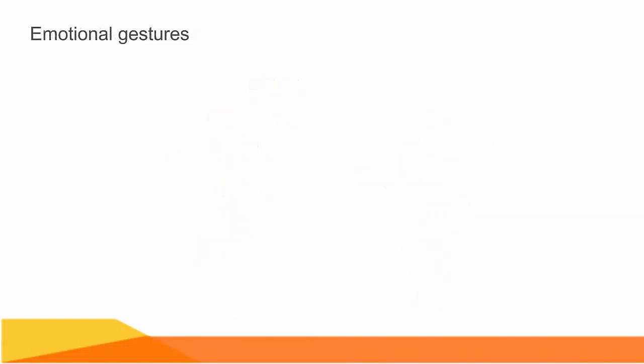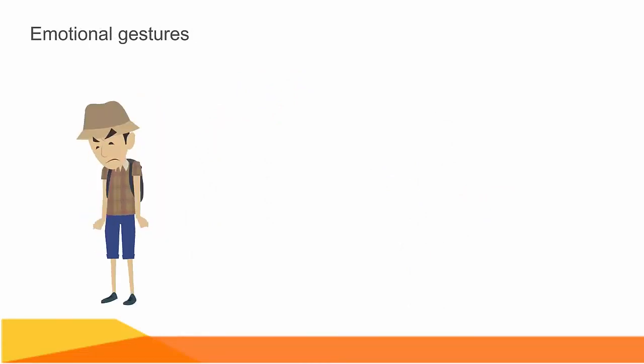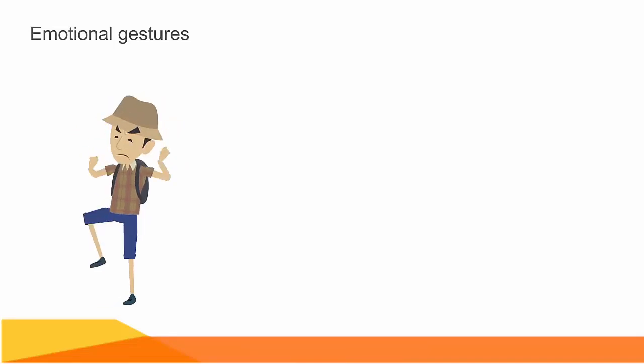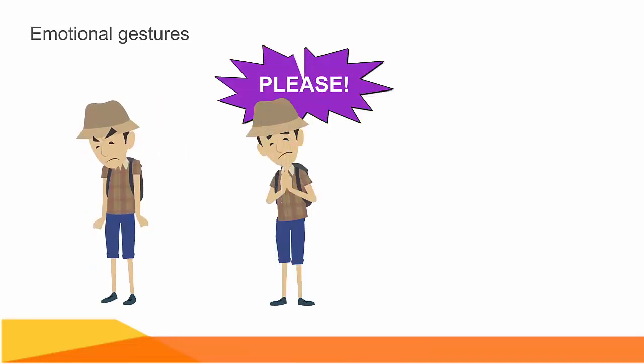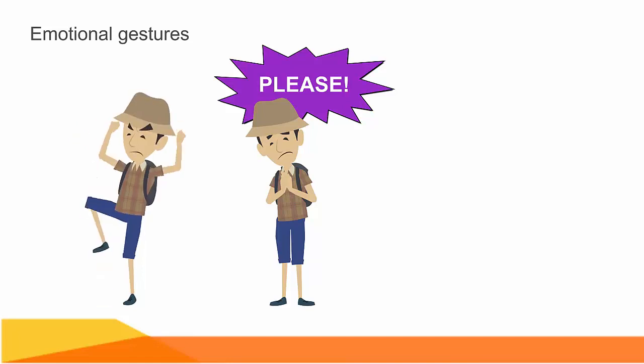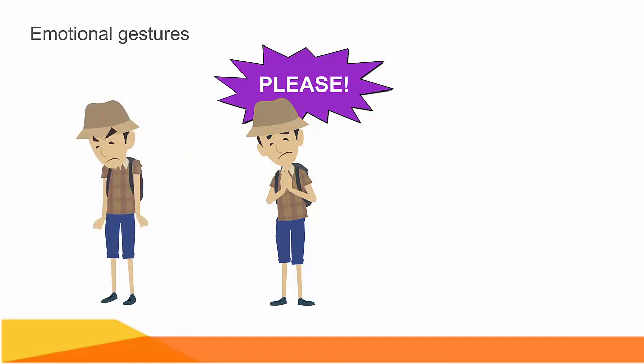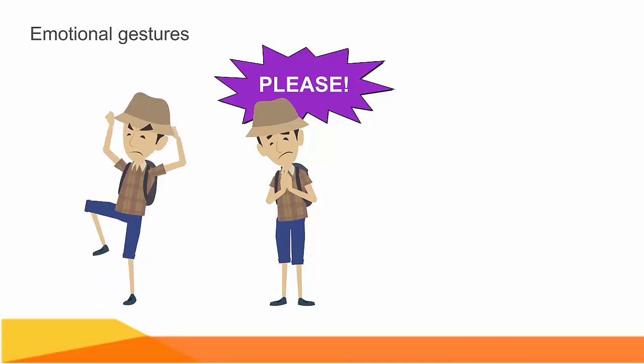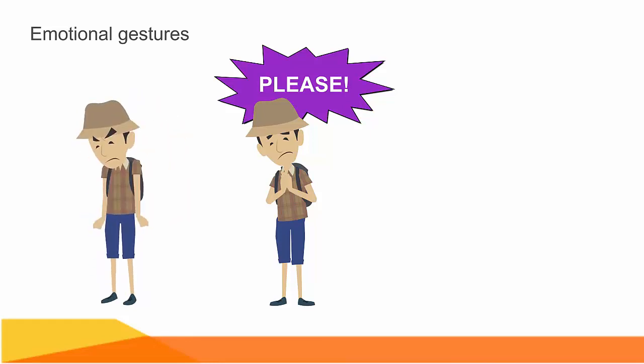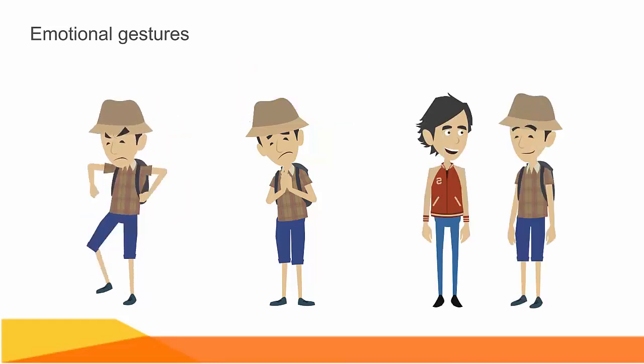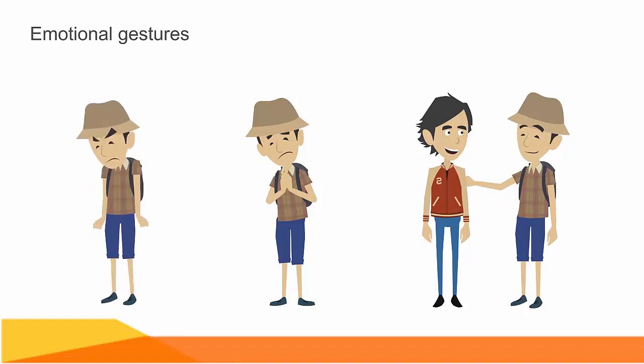Emotional gestures indicate our thoughts and feelings. For example, a clenched fist may indicate anger or frustration, while rubbing your forehead may indicate stress or tension. Have you ever clasped your hands tightly when pleading for a deadline extension? This is also an emotional gesture. Emotional gestures are mostly spontaneous, although they can be deliberate, like putting your hand on someone's shoulder as a sign of reassurance or hugging them to show affection.